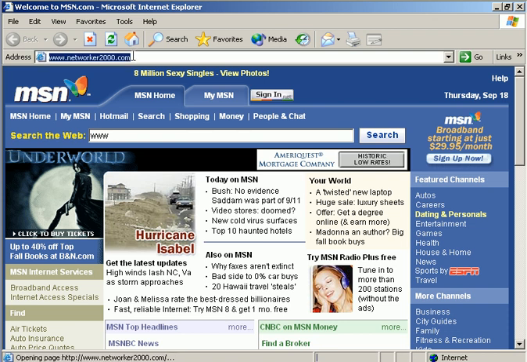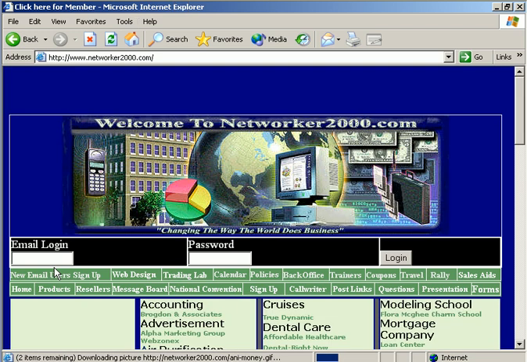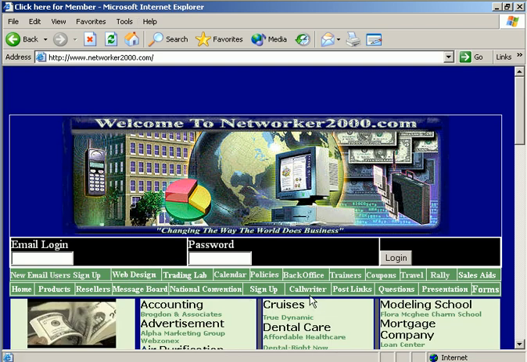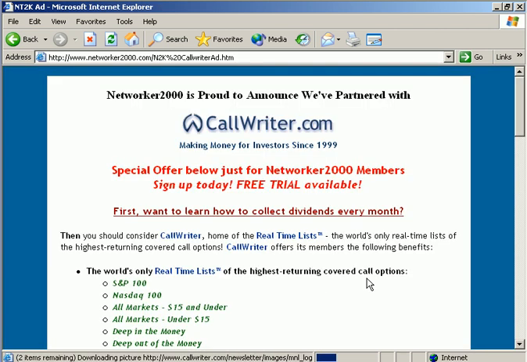And from here, what we want to do is go to the Call Writer link and click on it. From there, we'll be able to see those positions that are going to give us the highest percentage of return. But there is a subscription rate to Call Writer, and it's $49.95 per month.